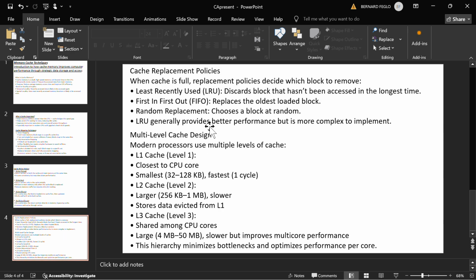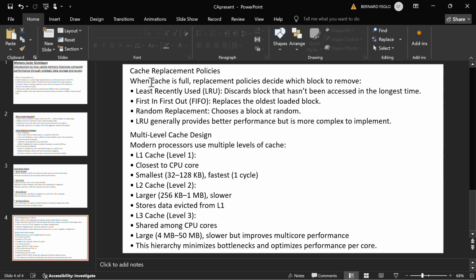And now let's come to the last one, which is the cache replacement policies. When a cache is full, there are replacement policies which decide which block to remove. First we have the least recently used. It discards blocks that haven't been accessed in the longest time. So blocks that have not been used for a long period of time are removed or discarded.